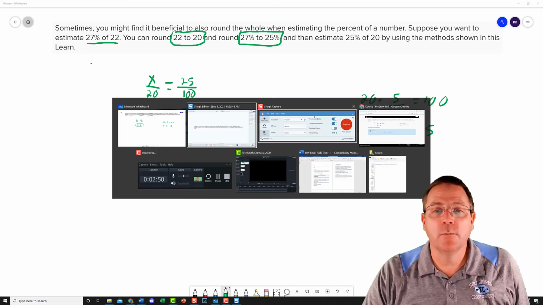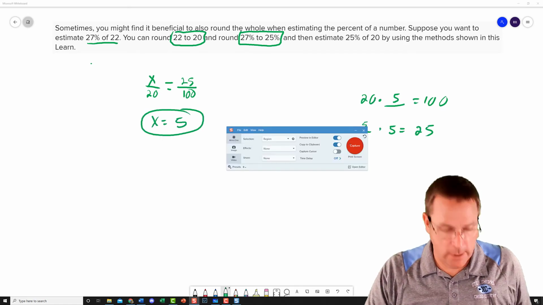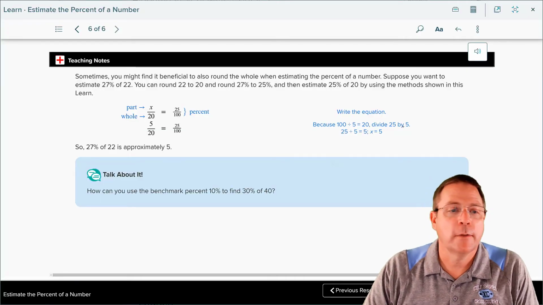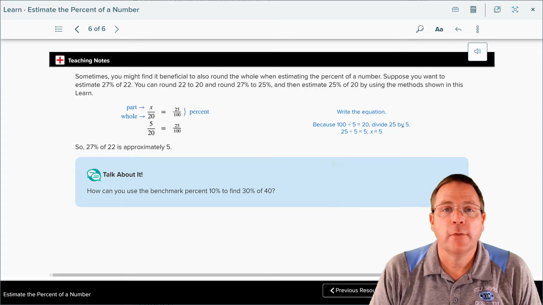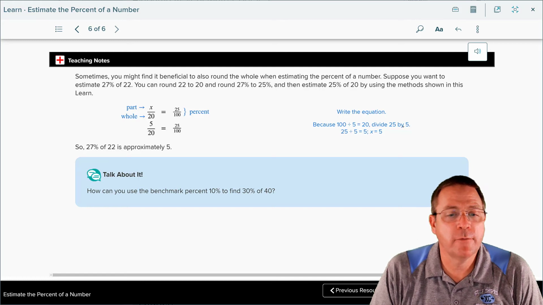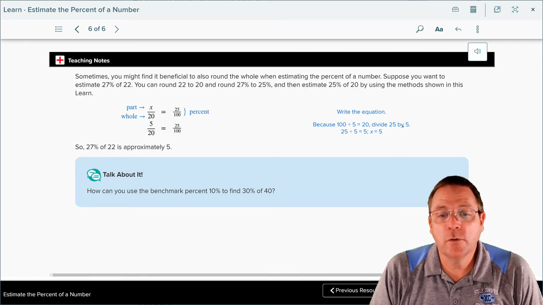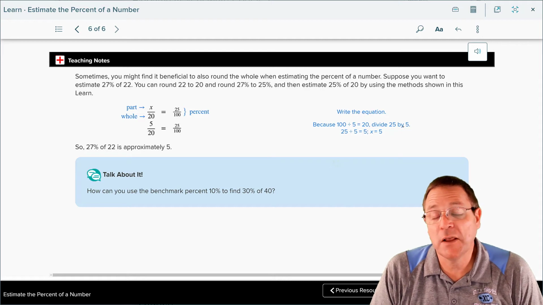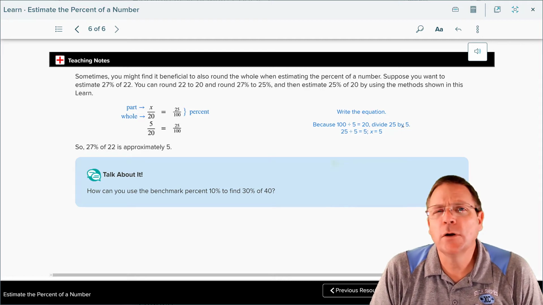And you can see we're going back to the textbook page. That's exactly what they came up with. They said that 27% of 22 is going to be about 5. Now you can also use other benchmark percents, such as 10%, to find, say, 30% of 40. How could you do that? We're going to look at stuff like that.